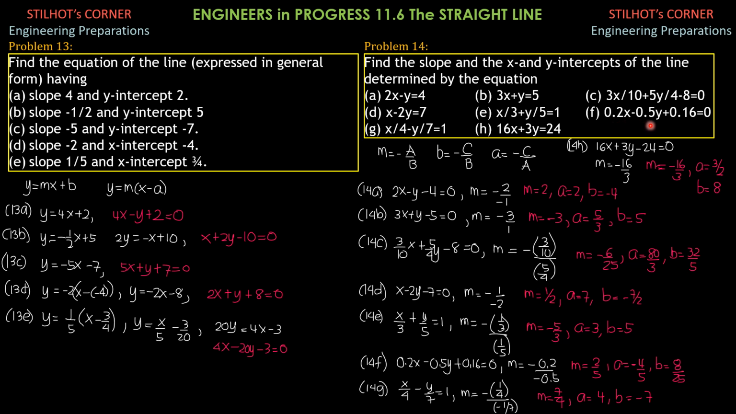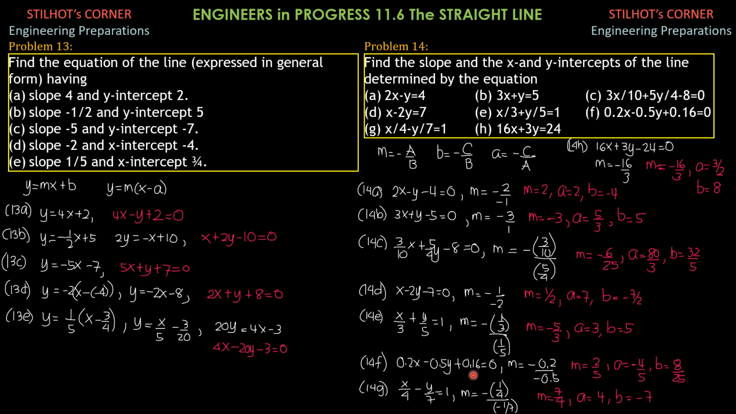0.2x minus 0.5y plus 16 equals 0. The slope is negative of 0.2 over negative 0.5, so that's 2/5. The x-intercept is negative of 16 over 0.2, which is negative 80. The y-intercept is negative 16 over negative 0.5, so that's 16 over 0.5, or 32.